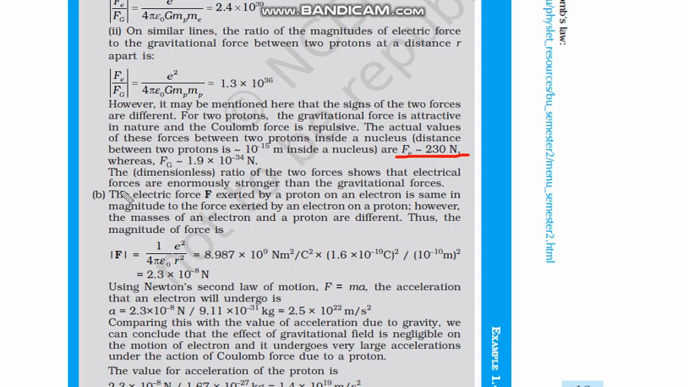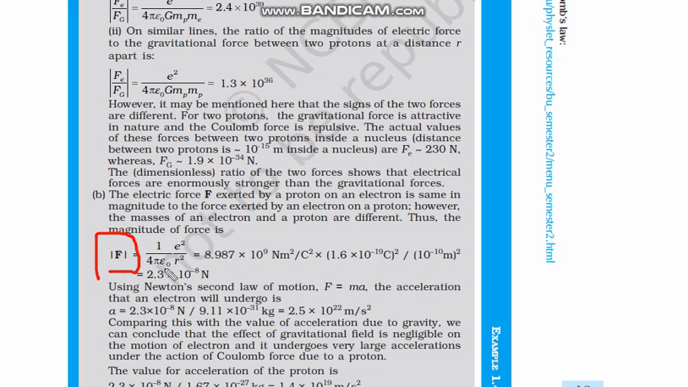Okay, so now the second part of this question is that we will calculate the acceleration on the proton as well as the electron. So let us calculate this. The electric force F exerted by a proton on an electron is the same in magnitude. As you know, both the forces should be the same in magnitude, only opposite in direction. So this time we have taken F as its magnitude, in mod.